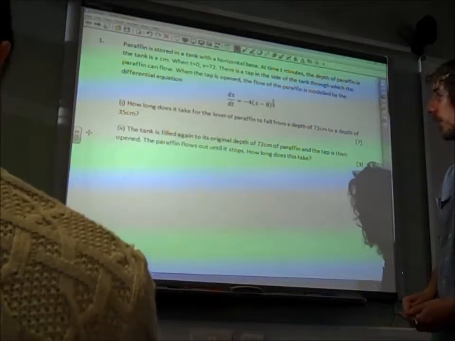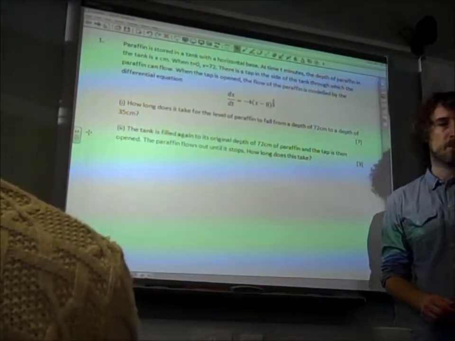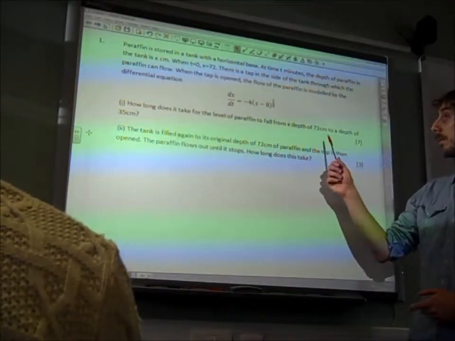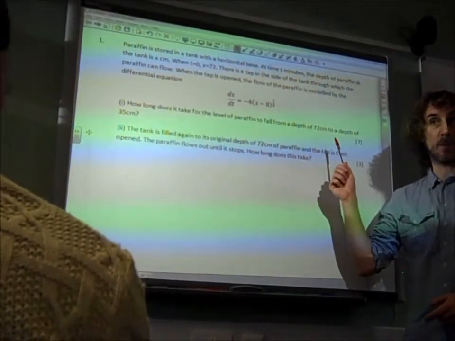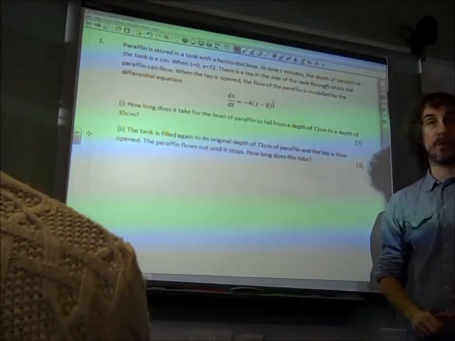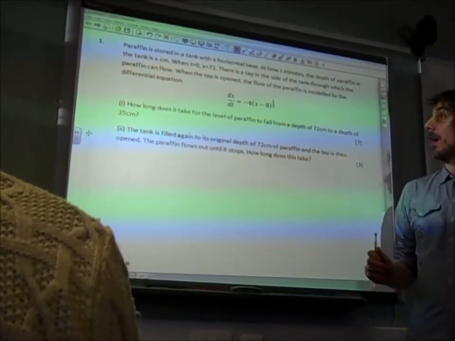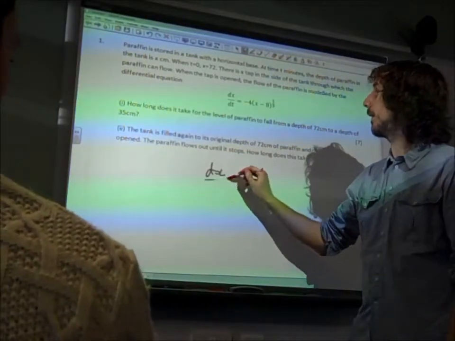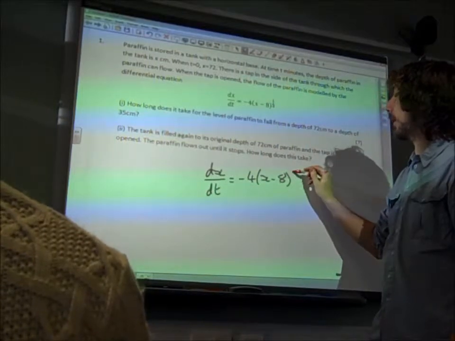How long does it take for the level of paraffin to fall from a depth of 72 to a depth of 35? To answer that question, we need to know about the level of paraffin as time changes, don't we? So it's saying we need to solve the differential equation and then do some calculations with that. So we've got dx by dt is minus 4 (x minus 8) to the power of a third.